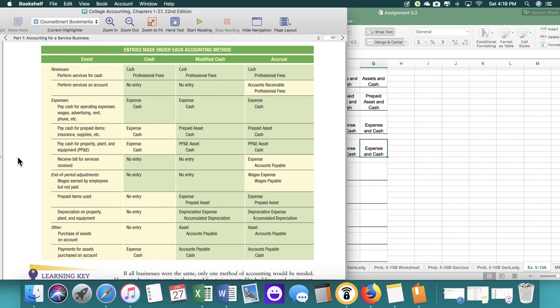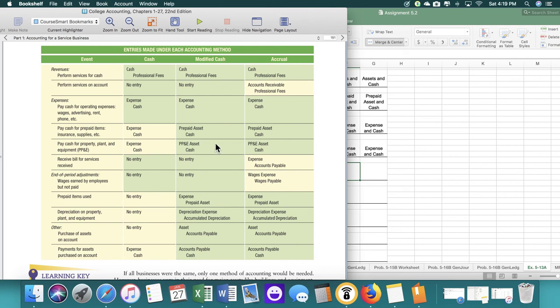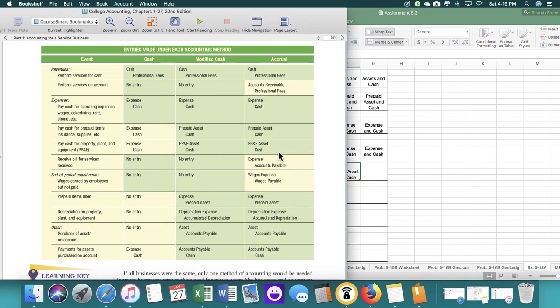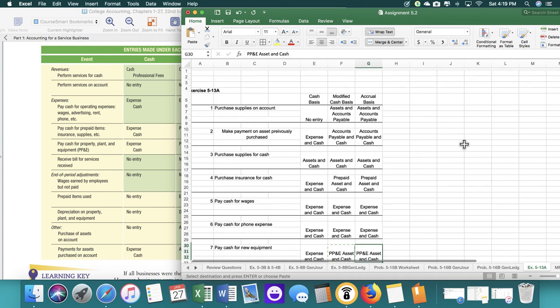Paid cash for new equipment. Paid cash for property, plant, and equipment. So that is what would be considered new equipment. So it's going to be an expense in cash. Again, here it's going to be property, plant, and equipment asset. That's going to give us an idea of what type of asset we purchased. And then it's going to be the same for the accrual basis.